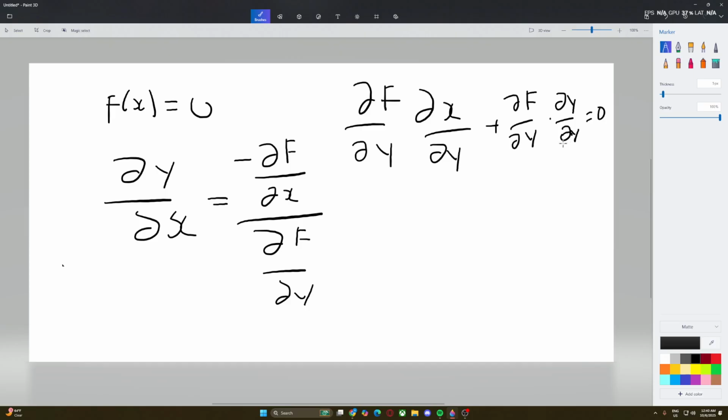Yeah, so I honestly don't know what happened to this. I don't even know how this happened, where this turned into this. But that is that, and it's useful. It's equal to negative fx over fy.